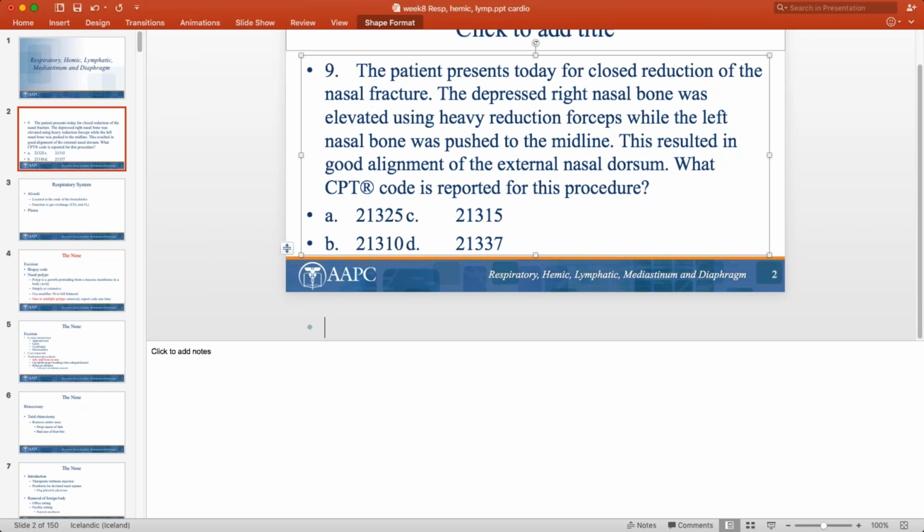CPT code 21315, closed without stabilization. I don't know about that. And then CPT code 21337. Love it. Says closed treatment. Nasal fracture with or without stabilization. Okay. Correct answer is D as in David, CPT code 21337.